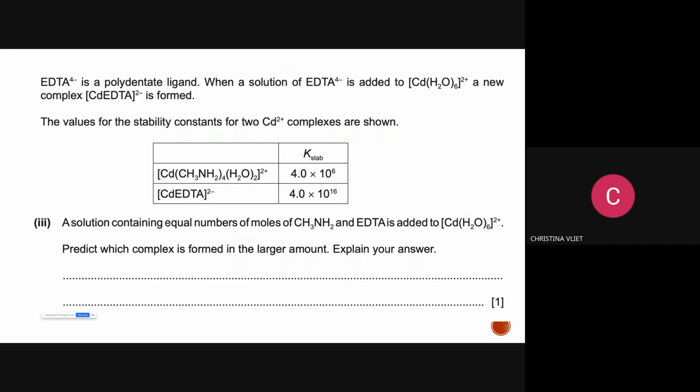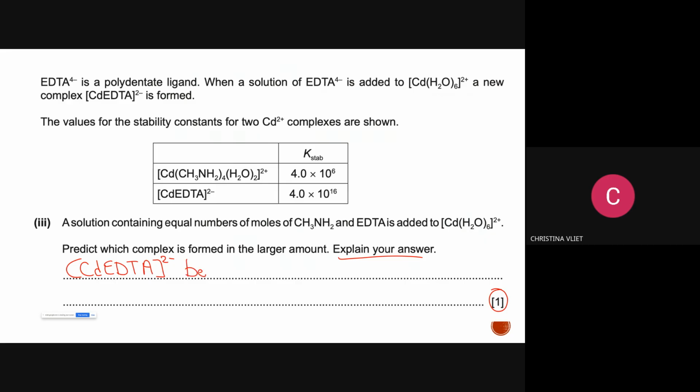The EDTA. So the answer is the EDTA. But you can't just leave it there. It's worth 1 mark, and it says explain. If you write the right answer but you don't explain it, and it's only worth 1 mark, guess what? You don't have the mark. This happened on the quarterly as well, I believe. So why does EDTA get formed in the larger amount? All you gotta say is it has the larger K-stab value. That's literally all you have to say.